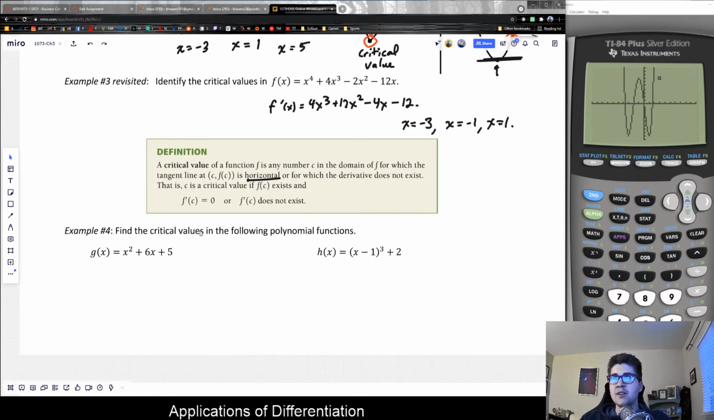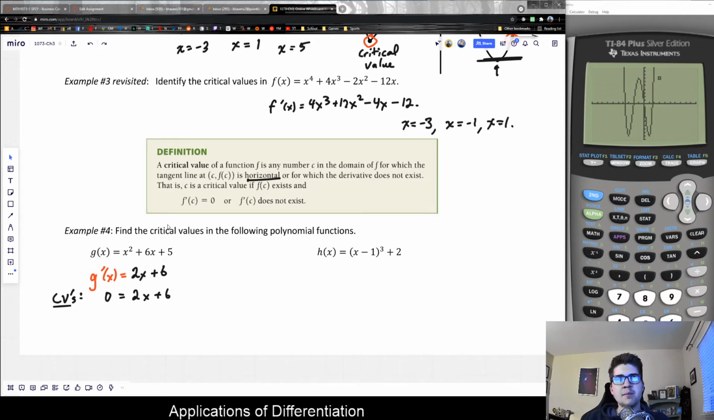So let's look at example number 4. It says find the critical values in the following polynomial functions. So let's go ahead and do it. We could always start by taking the derivative and setting it equal to 0, very similar to what I did above. So g prime of x equal to 0. But actually, I want to first know what is the actual derivative. The derivative of x squared is 2x, the derivative of 6x is just 6, and the derivative of a constant is 0. And then if I take that and set that equal to 0, this is how I find the critical values.